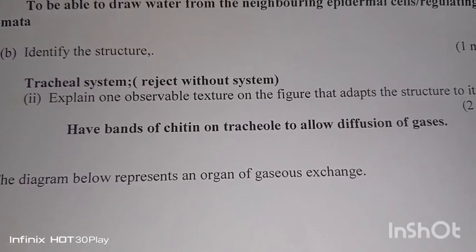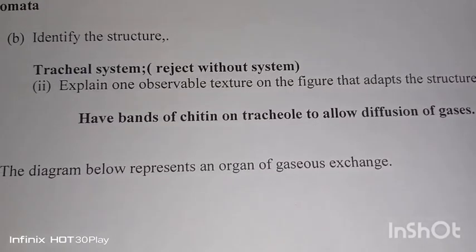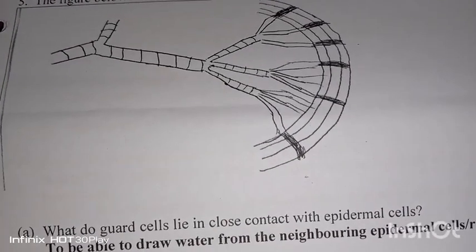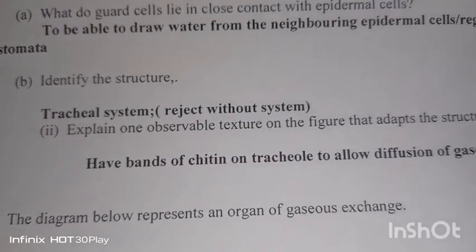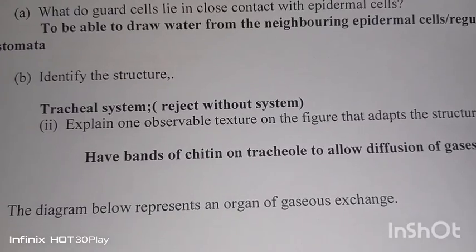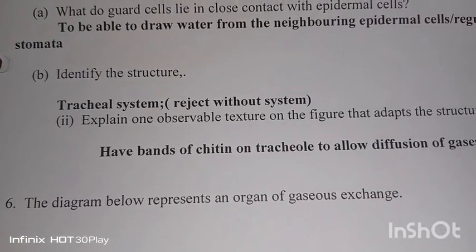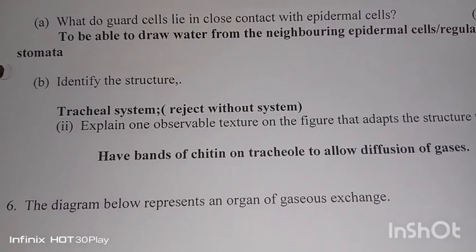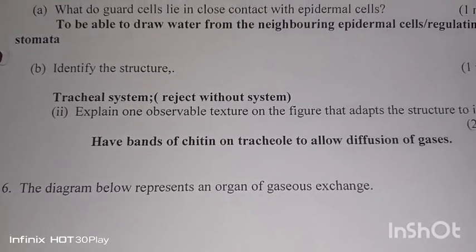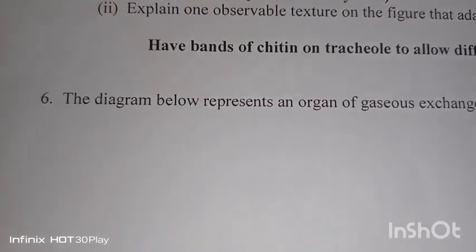Explain an observable feature on the figure that adapts it to its function. You can see very well that there are spiral bands there, and those spiral bands are normally made of chitin, and they prevent the tracheae from collapsing, so that there is efficient supply of air in and out of the tracheal system. So those ones are made of chitin. And then you're given another question.